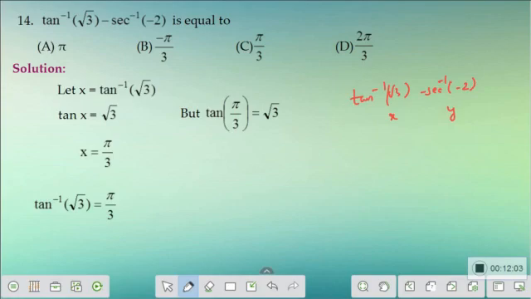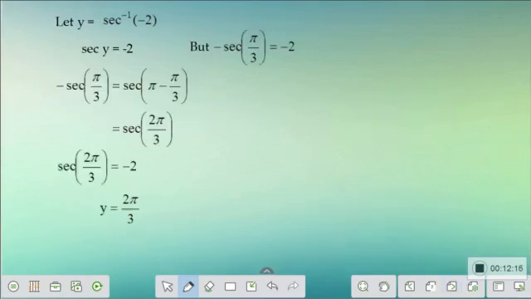So we have x is pi by 3, or I can say tan inverse root 3 is equal to pi by 3. So the first part of the given expression is done. Let's move on to find secant inverse of minus 2, for which I am going to assume y as secant inverse of minus 2. So secant y is equal to minus 2.